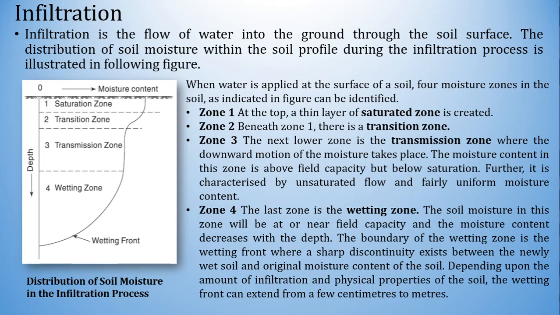Zone 4, the last zone, is the wetting zone. The soil moisture in this zone will be at or near field capacity and the moisture content decreases with the depth. The boundary of the wetting zone is the wetting front, where a sharp discontinuity exists between the newly wet soil and the original moisture content of the soil. Depending upon the amount of infiltration and physical properties of the soil, the wetting front can extend from a few centimeters up to a few meters. So these are the four zones with respect to the moisture content.